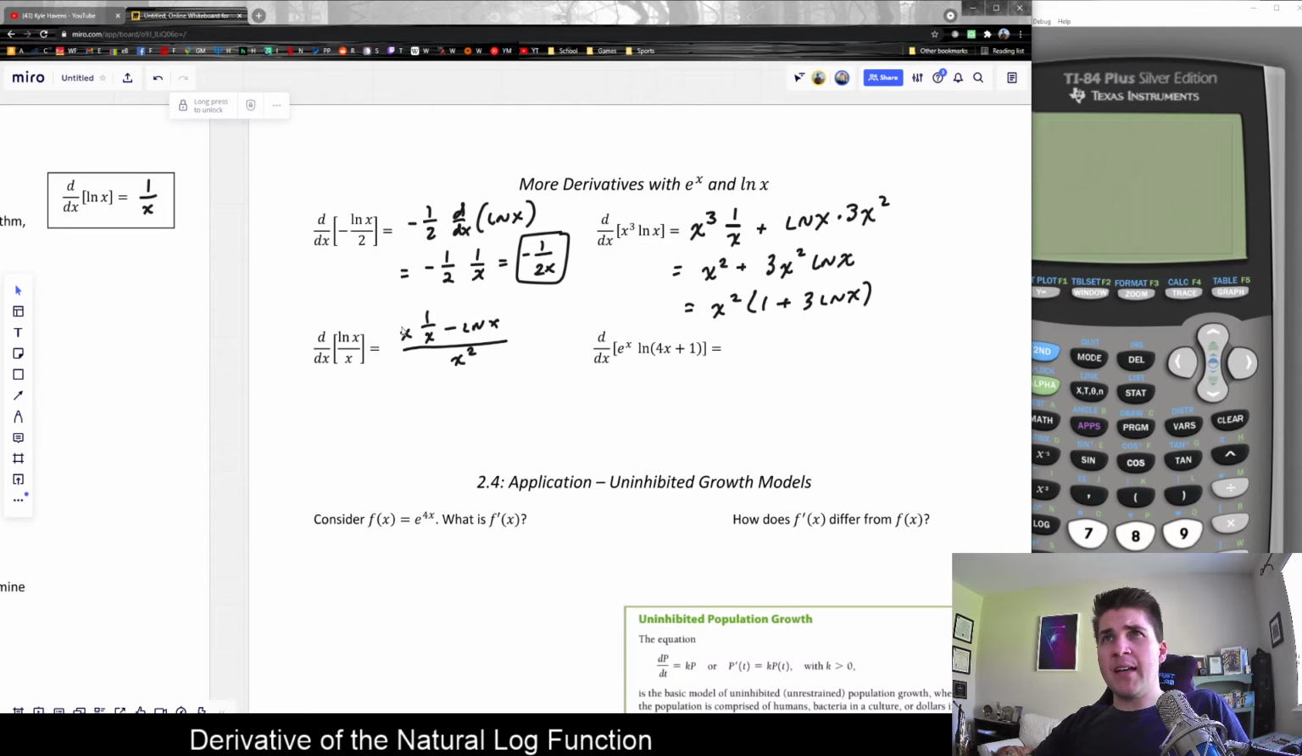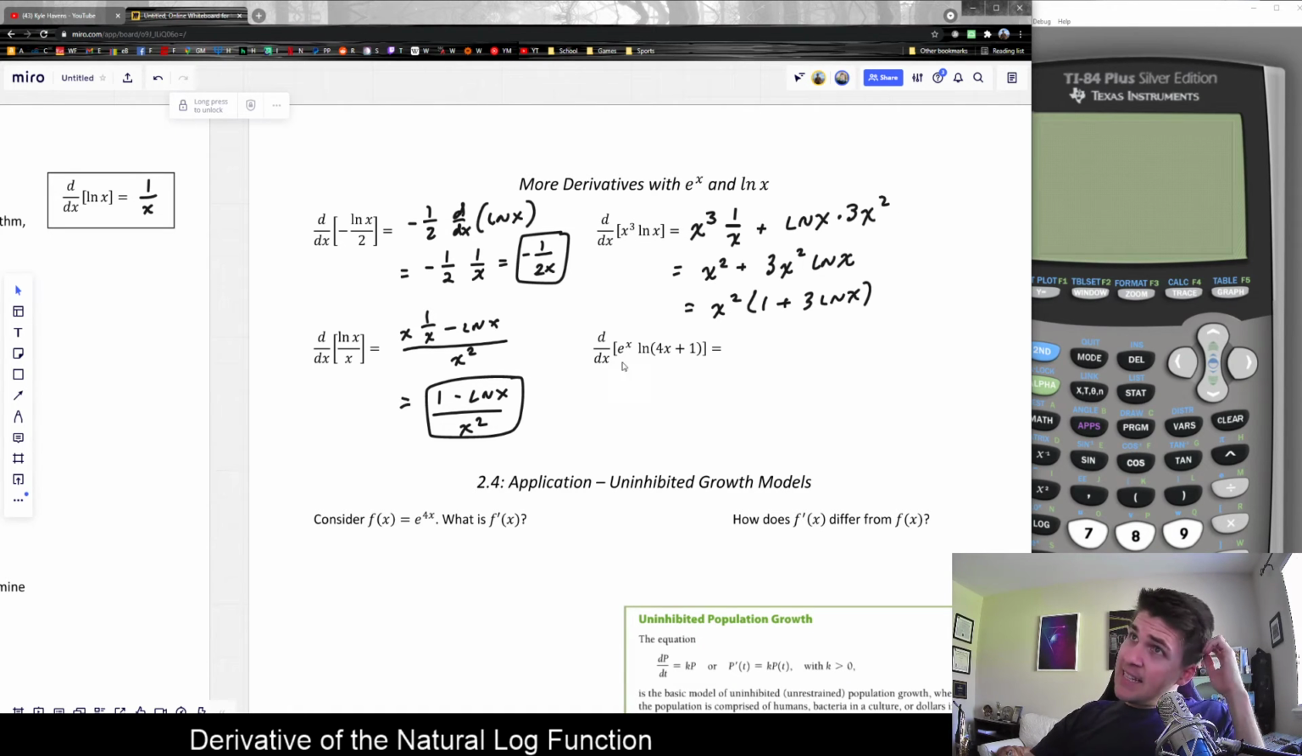So this would leave me with x times 1 over x. Well, x divided by x is just 1. So actually this would just leave me with 1 minus ln x over x squared. And again, you can't simplify because when x is within ln, you can't do algebra stuff with that. It's just sort of its own thing. Don't mess with it.